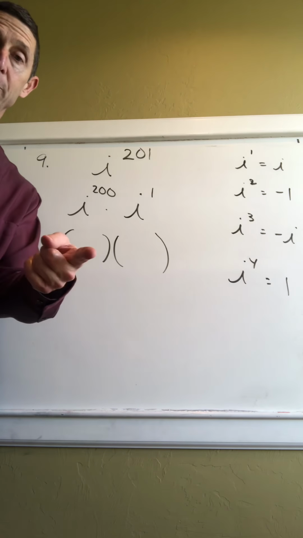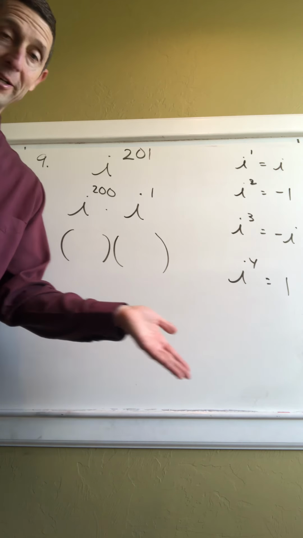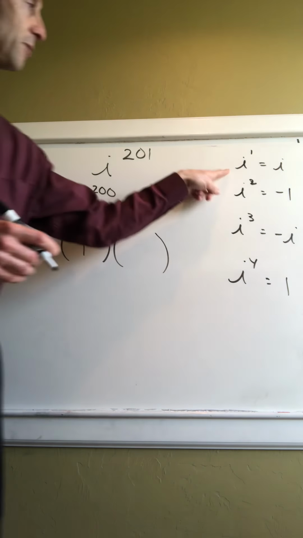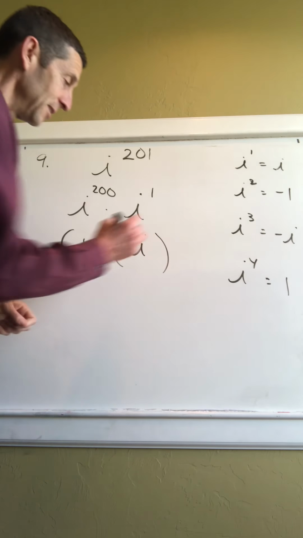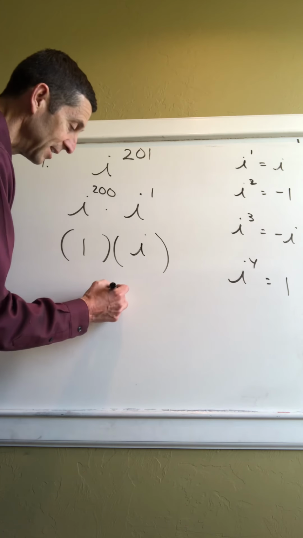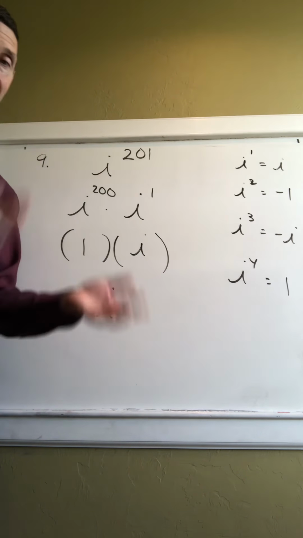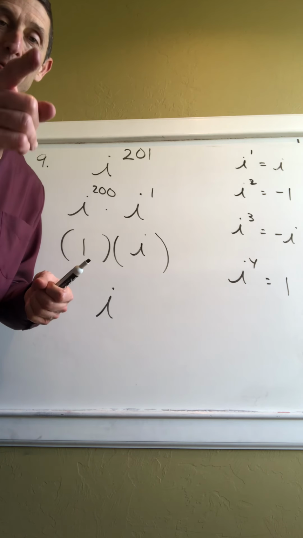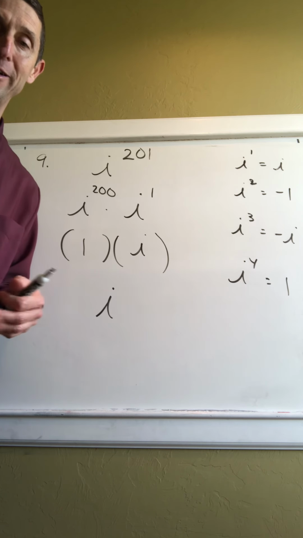Every multiple of 4 turns out to be positive 1. That's a multiple of 4, turns out to be positive 1. I to the first, that's just I. And guess what? 1 times I, that's just I, and that's my answer. All right, so this was your introduction to fun problems with imaginary numbers.